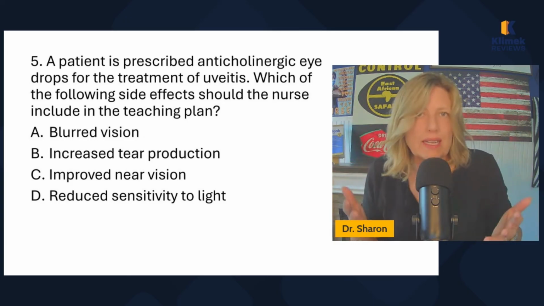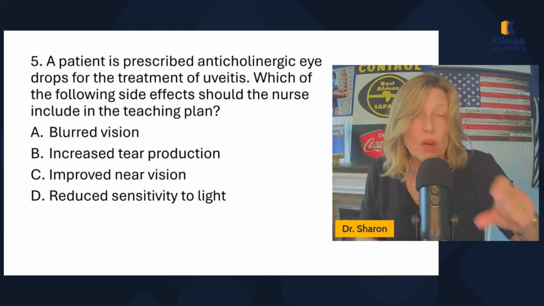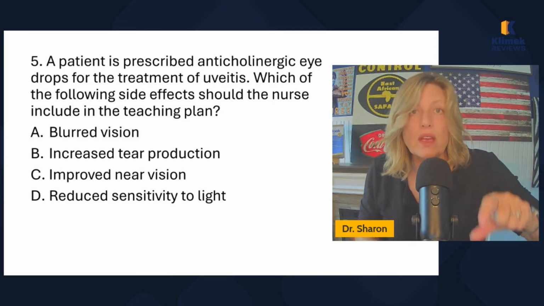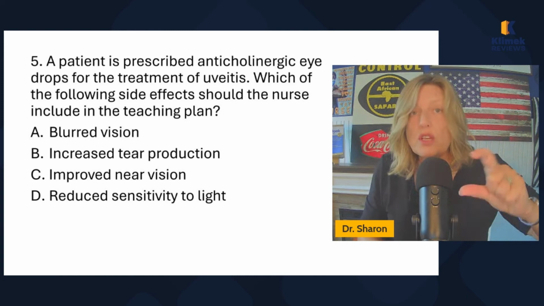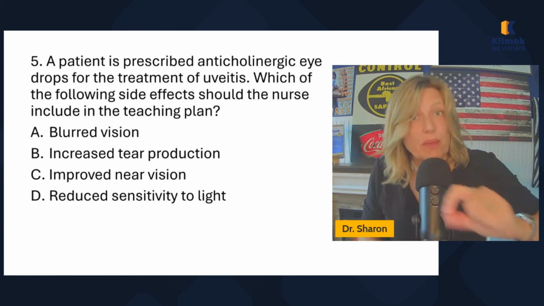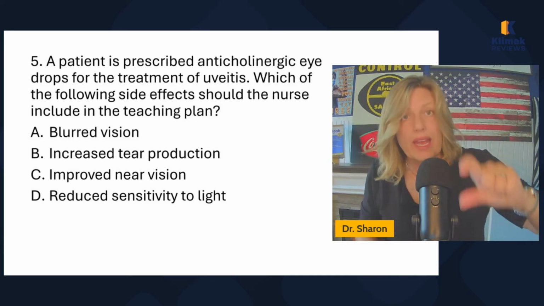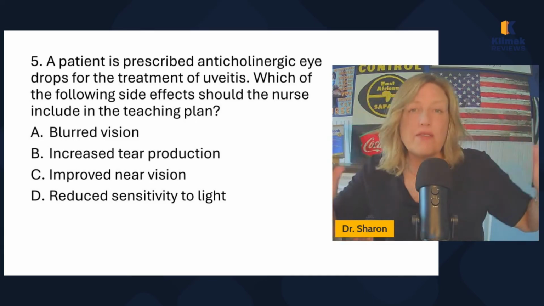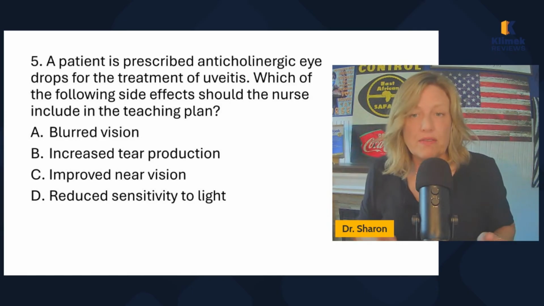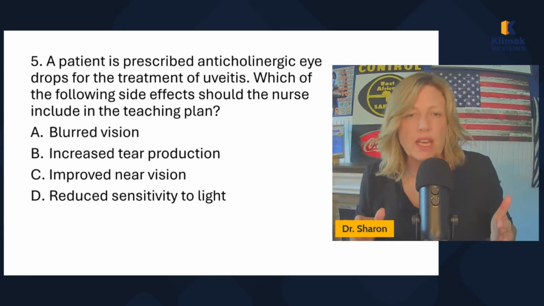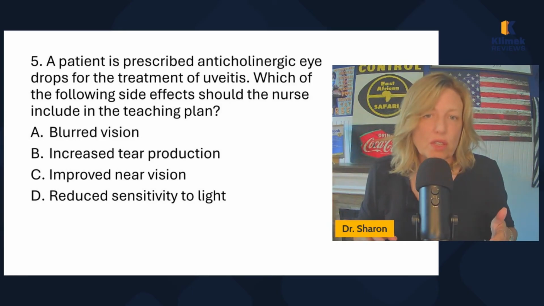But one of the testing strategies that I want you to remember is if you don't know what something is, turn it into another word that you do know it is. So I know itis is inflammation. So there's some kind of inflammation in the eye. Okay. And I can know that if you did the suffixes videos, then you know itis is an inflammation. So some kind of inflammation in the eye. Which of the following side effects should the nurse include in the teaching plan?